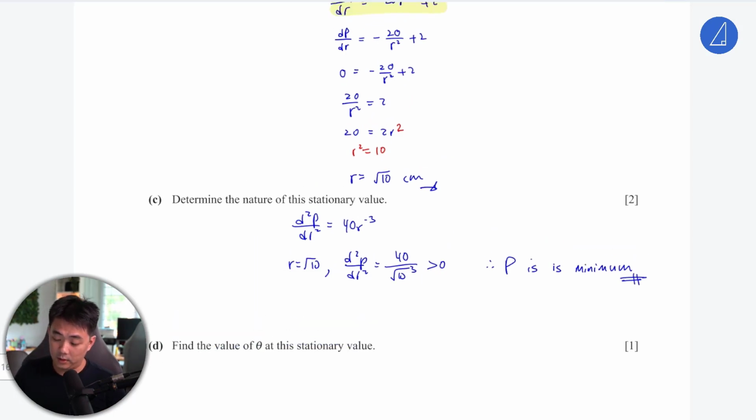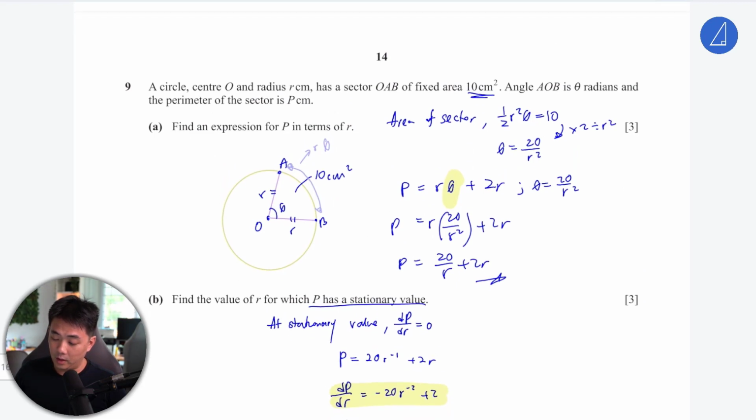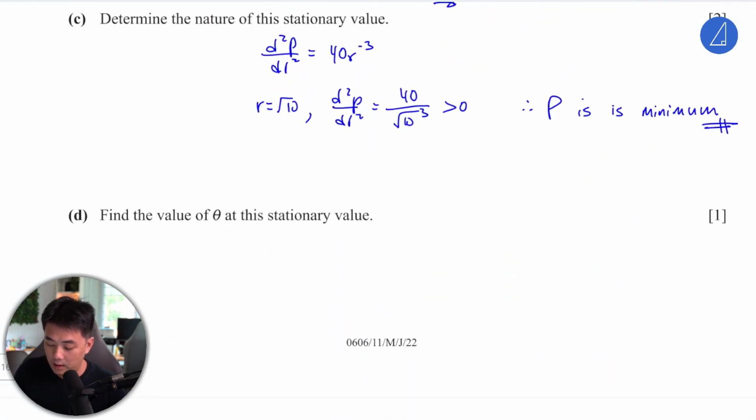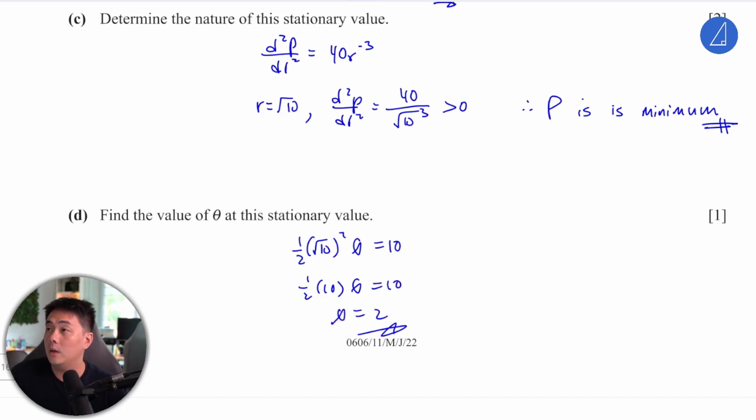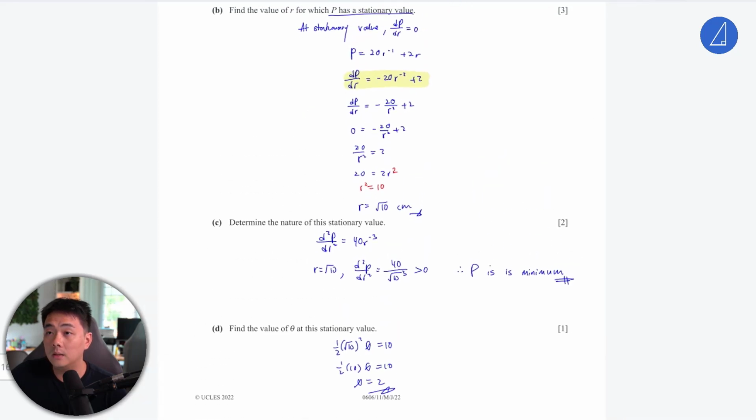Find the value of theta at this stationary value. I think it's pretty interesting. So r is root 10. So for theta, we know we're going to use this then, because we need to find theta there. So half r squared theta equals 10. Half r squared theta is equal to 10. So this will be half times 10 times theta equals 10, so theta equals 2.